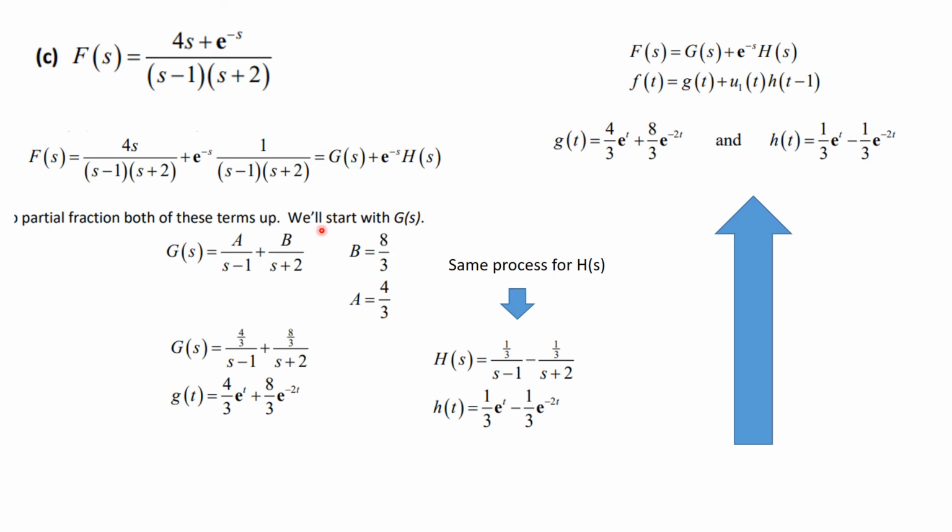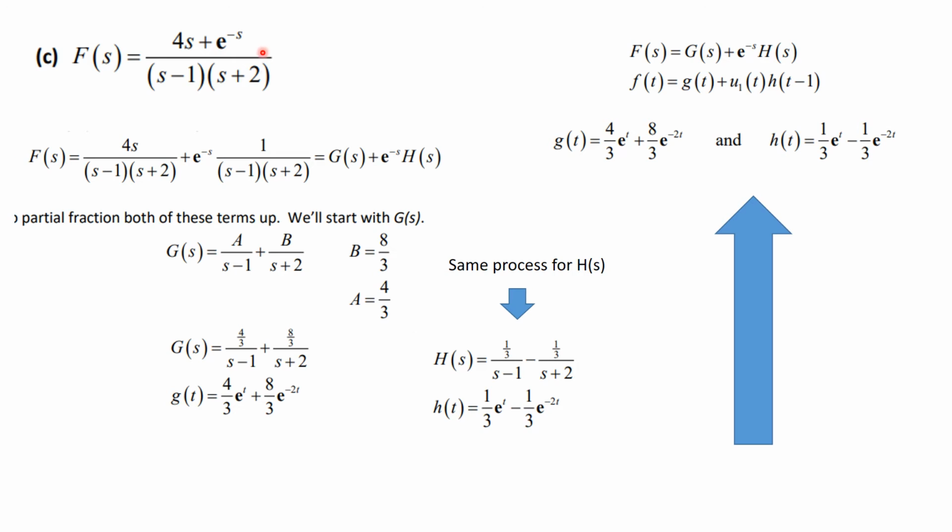Okay, so g of s, when you do partial fractions, is going to be 4/3 over s minus 1, 8/3 over s plus 2, and when you do the inverse Laplace transform of those, you will get this as your g of t. We'll do the same process for h, and we will get that h of s is 1/3 over s minus 1 minus 1/3 over s plus 2. That means h of t is equal to 1/3 e to the t minus 1/3 e to the minus 2t.